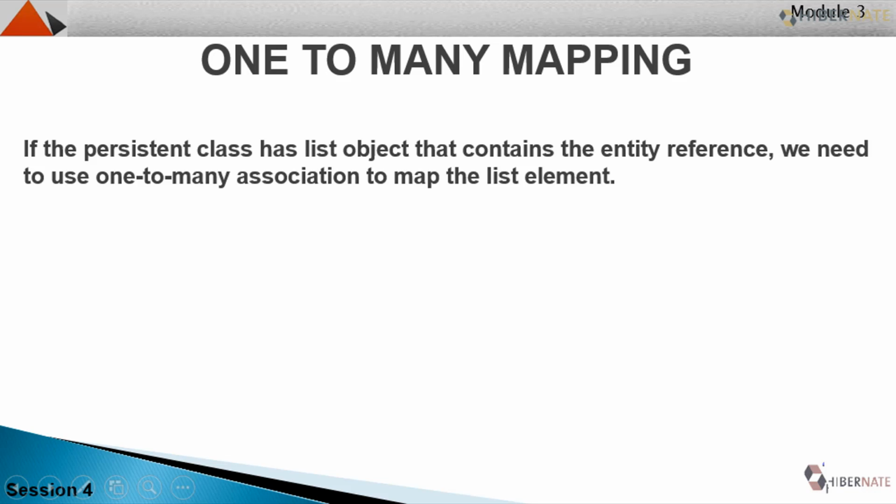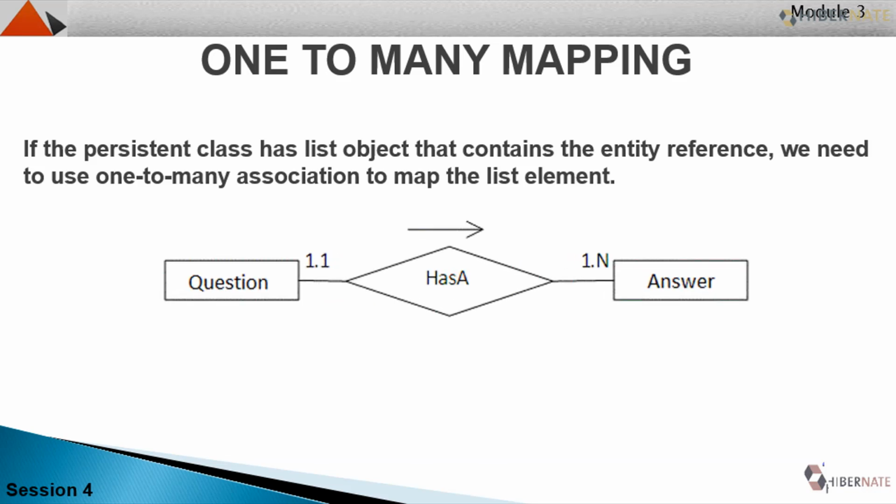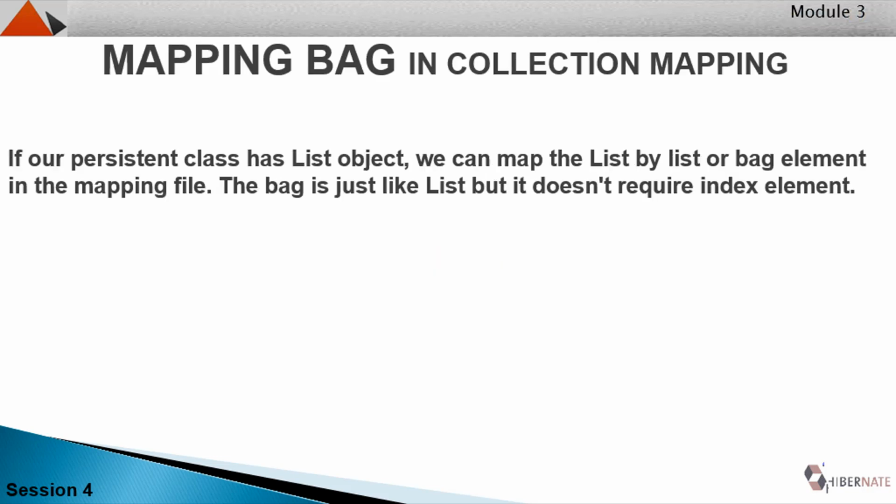Let's talk about some more collection mappings in Hibernate. One-to-many mapping in Hibernate. If the persistent class has list object that contains the entity reference, we need to use one-to-many association to map the list element. In such case, there can be many answers for a question and each answer may have its own information. That is why we have used list in the persistent class containing the reference of Answer class to represent a collection of answers.